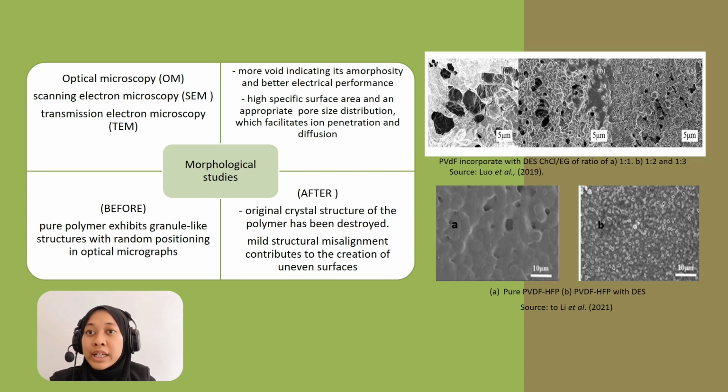Before the polymer electrolyte is incorporated in deep eutectic solvent, the pure polymer exhibits granule-like structures with random positioning in optical micrographs, and commonly the original crystal structure of the polymer will be destroyed after incorporation. The mass structural misalignment contributes to the creation of an uneven surface as shown in the picture from two selected studies.